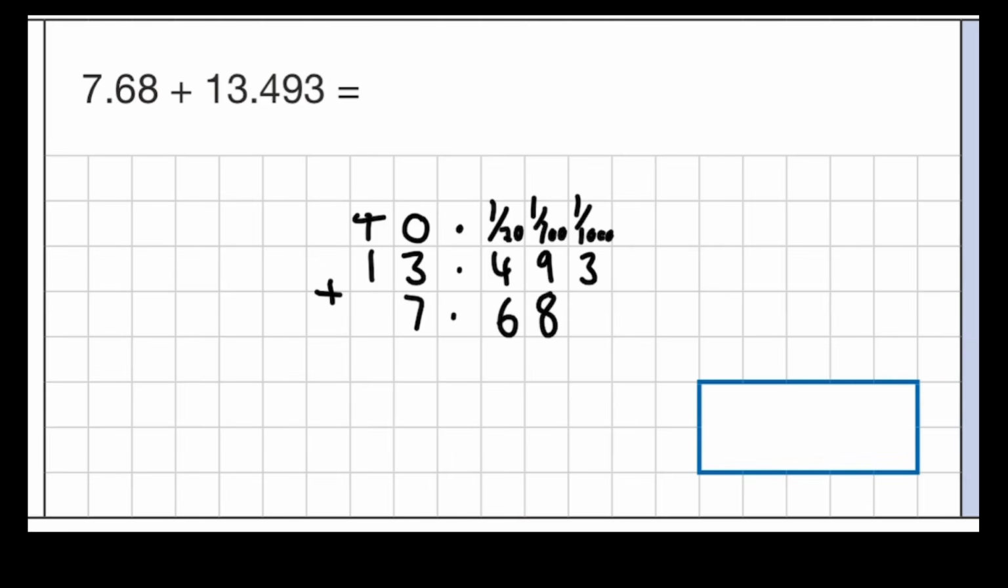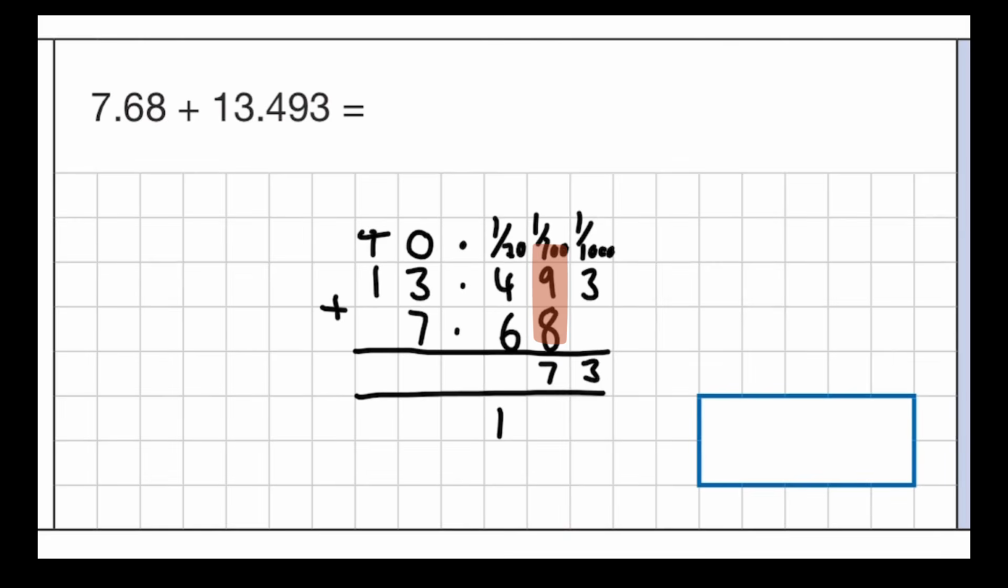So this is just normal column addition as we've learnt previously. 3 thousandths plus nothing is equal to 3 thousandths. 9 hundredths plus 8 hundredths is equal to 17 hundredths. So we carry 10 hundredths over to the tenths column. 4 tenths plus 6 tenths plus 1 tenth is 11 tenths. We put 1 tenth in the tenths column and we carry 10 tenths over to the ones column.